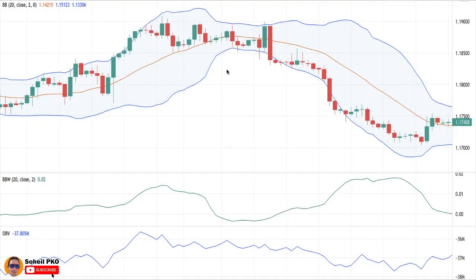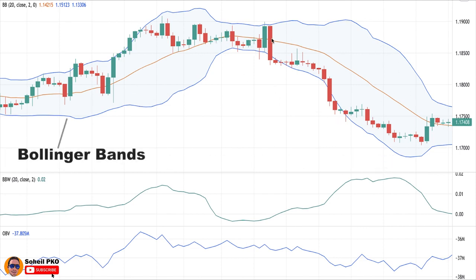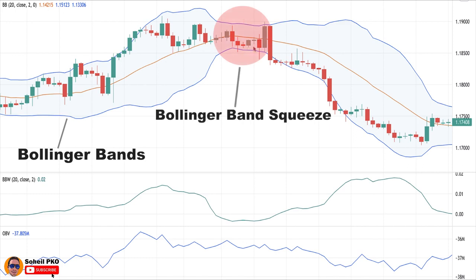Soil here, and today I want to talk about a trading strategy which is based on Bollinger Band squeeze. If you're familiar with the Bollinger Band indicator, you know that the Bollinger Band squeeze happens when there is a low level of volatility in the market, and in this situation, the upper and lower bands of this indicator squeeze and the Bollinger Bands actually become narrow.